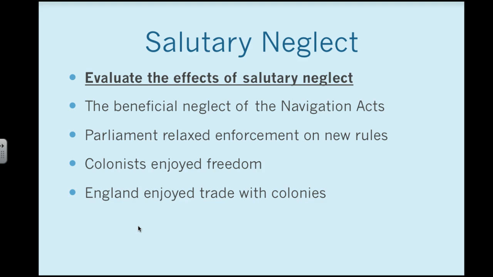So basically they didn't always check the ships. They didn't always make sure there were three-fourths colonists. They didn't always make sure that tobacco or cotton weren't going to other places. What this did was keep the colonists happy and made them feel like they were free, and England benefited because the colonies were trading a lot, and therefore England got part of that money.